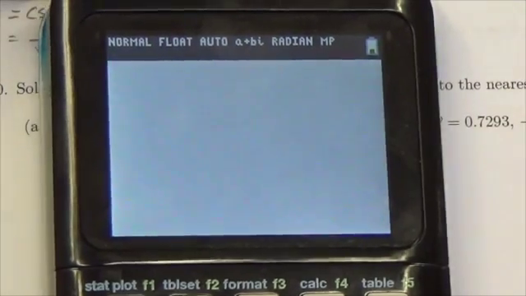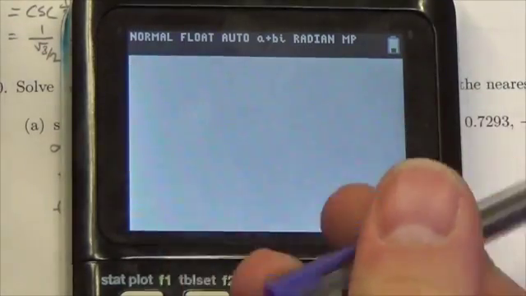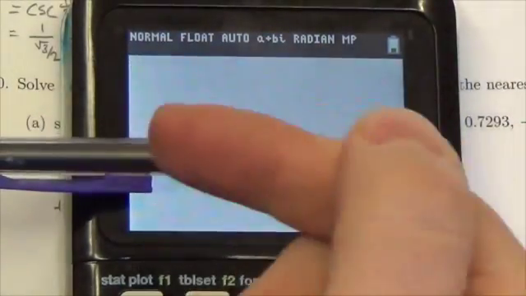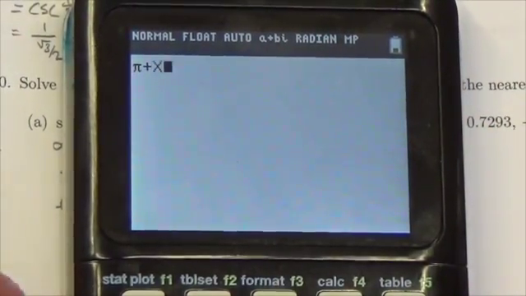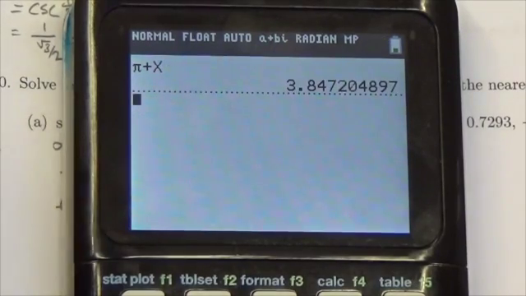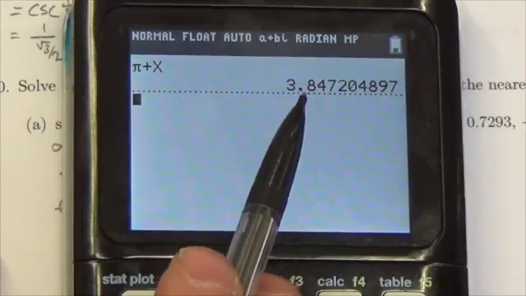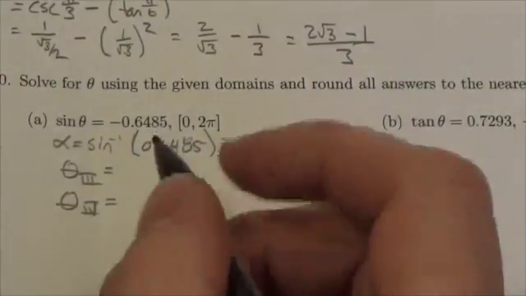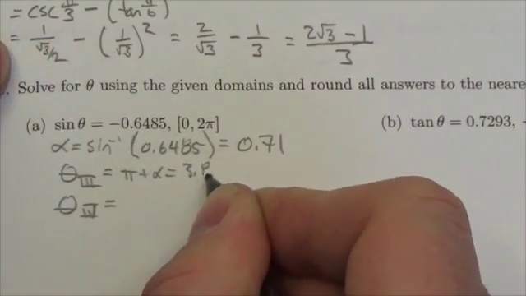To get to the third quadrant, we rotate around till we're pointing this way, and then we go down from 180. So this is going to be pi plus my x, my reference angle. And so my answer here, to the nearest hundredth, will be 3.85. So in the third quadrant, pi plus alpha will be 3.85.